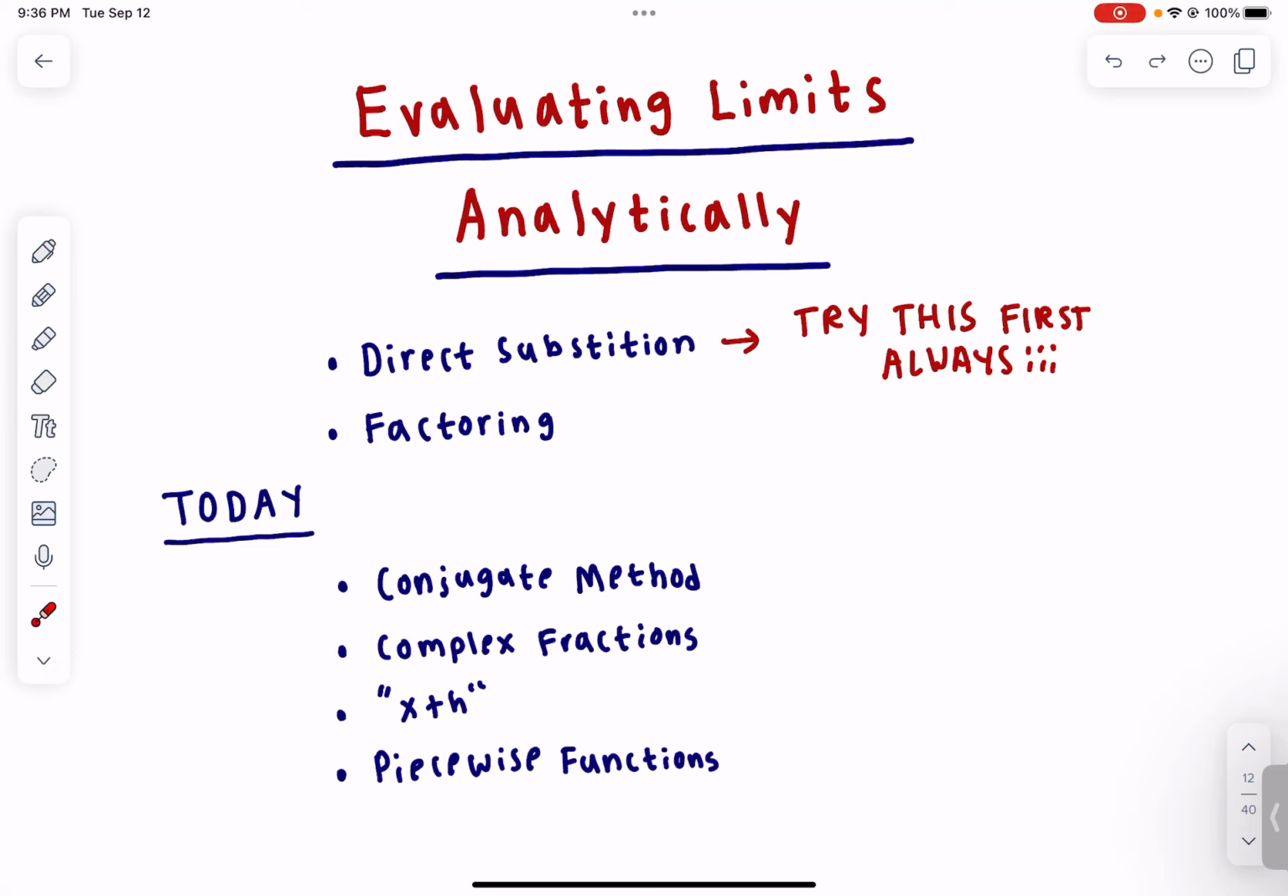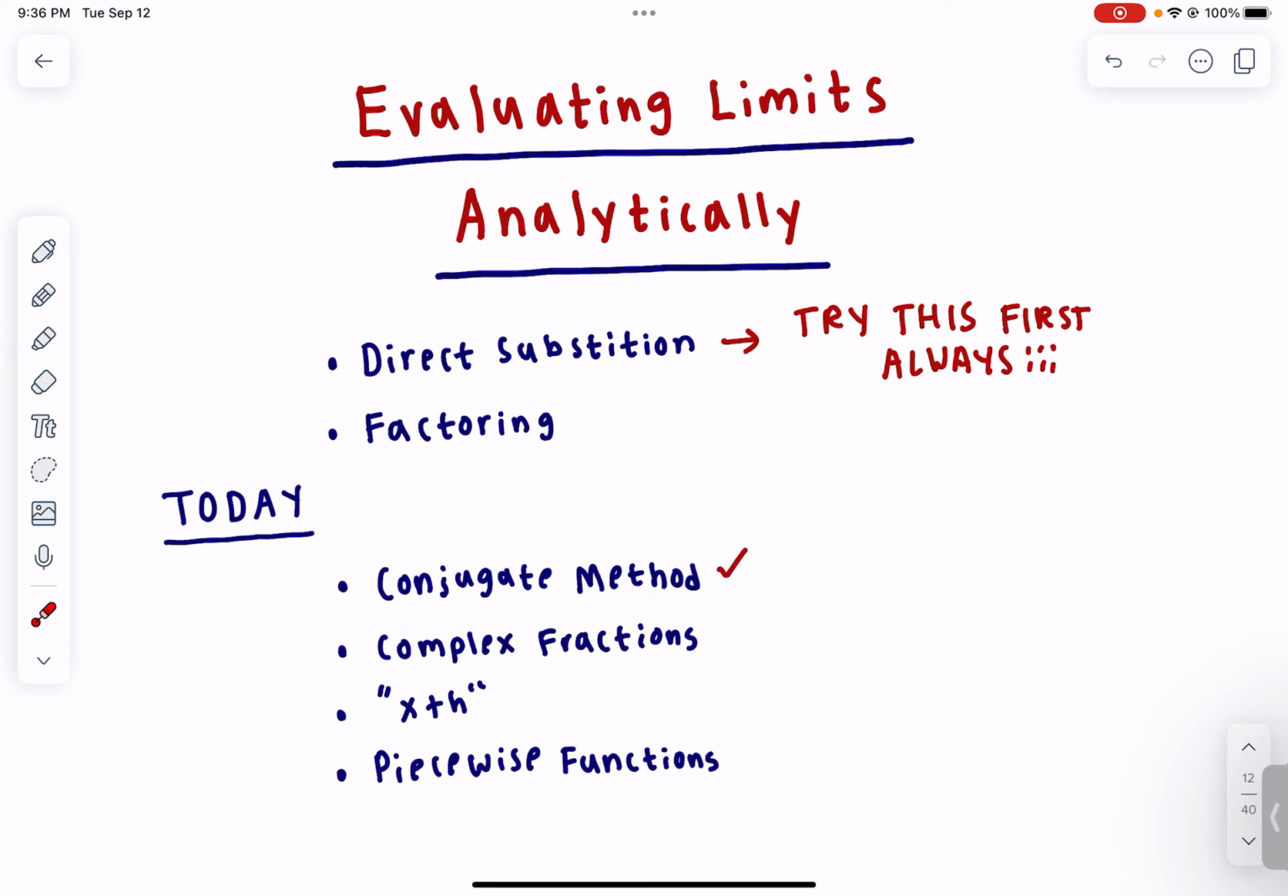Alright, so for today's video, I wanted to just go over three different types of limits that we didn't get to cover in class today. But just to recall what we did today, we were able to cover the conjugate method in class.